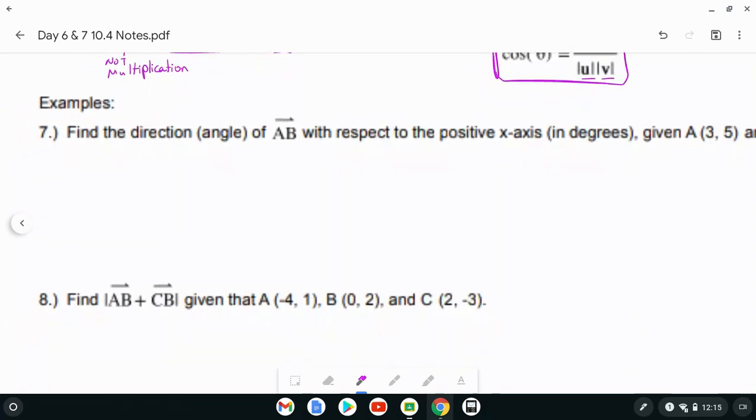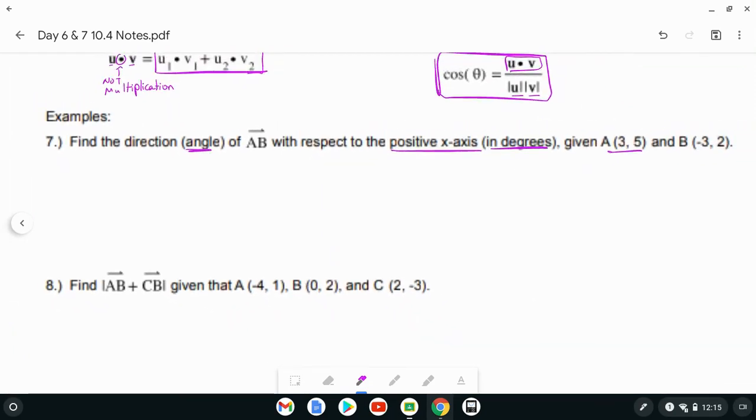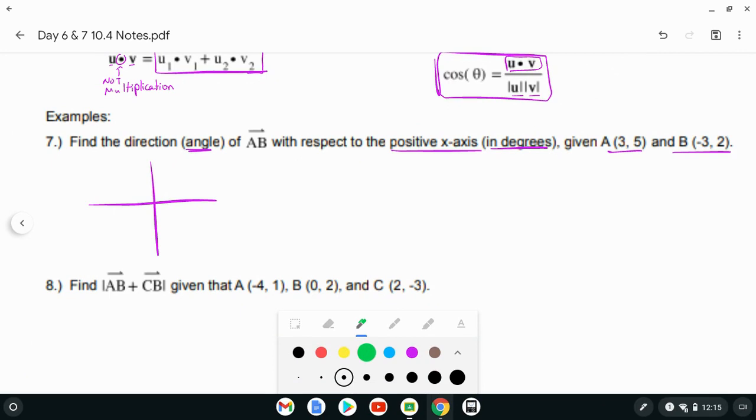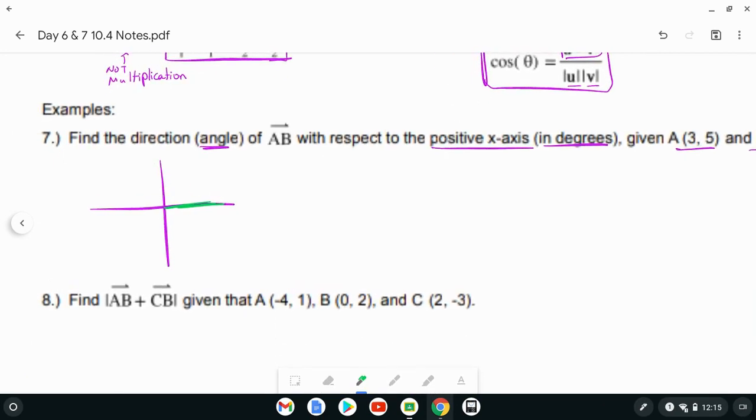Number 7, it says find the direction, the angle, right, direction of vector AB with respect to the positive x-axis in degrees, given that A is (3, 5) and B is (-3, 2). Well, the first thing we want to do, because we're talking about in regards to the positive x-axis, let's go ahead and mark the angle that we're going from.